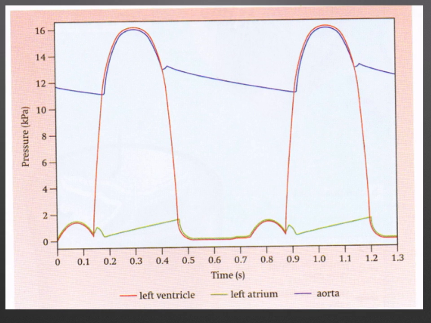The atrioventricular valves are found between the atria and the ventricles. So take a moment to think about during which events they will be closed and when they will be open. We're going to be looking at where the ventricular and atrial graphs intersect, so where that orange and green line intersect.